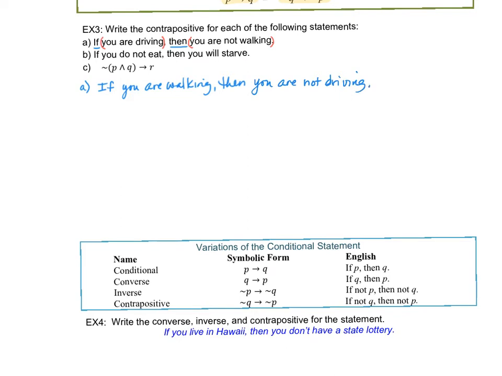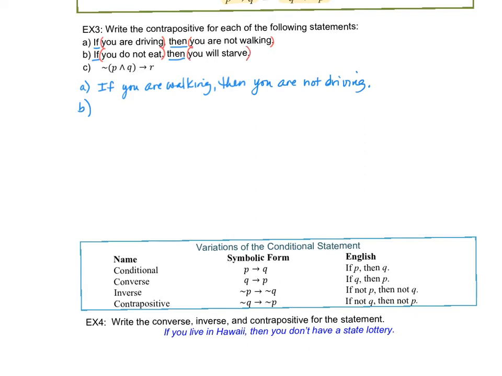Okay, so if you're not sure how to write the contrapositive and keep it in words, if it's given to you in words, then you can change it to the symbolic form. You can switch and negate both sides and then translate it back into words. Part B, if you do not eat, then you will starve. So again, this is if, then. You do not eat, you will starve.